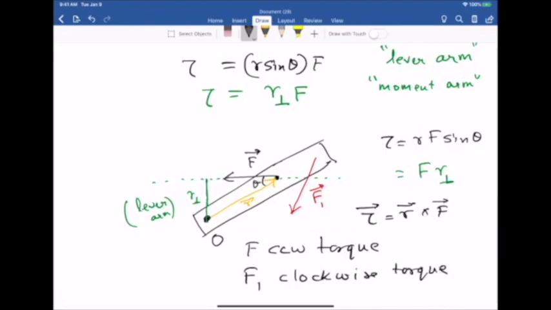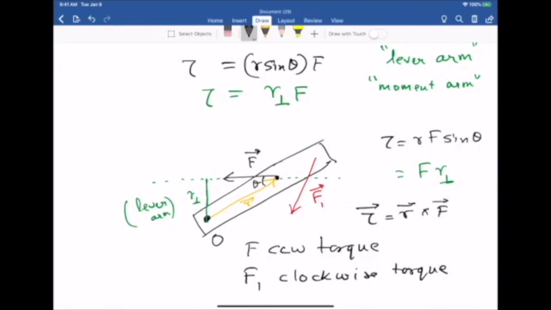In doing problems in this chapter and the next chapter, it's enough to just keep track of which torque is clockwise and which torque is counterclockwise. We don't really need the actual direction of the torque vector for the elementary problems in this course. So that's the direction of the torque.